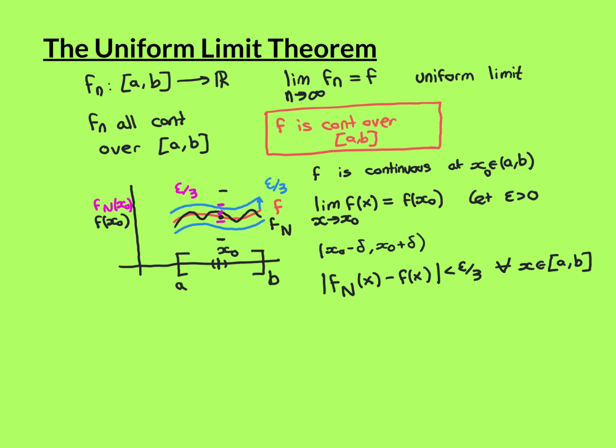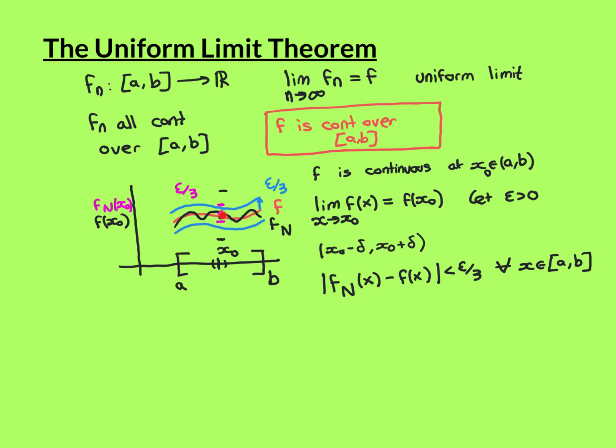And my claim is now that I can use that delta interval as the delta that will satisfy the continuity condition for my limit function f at x0 with interval size the original epsilon, i.e. that this interval here will be mapped into this epsilon interval in black around f at x0. Let me talk you through why that's the case.